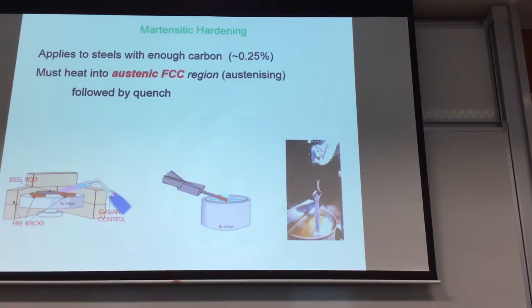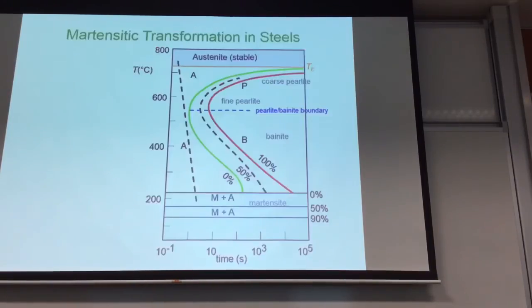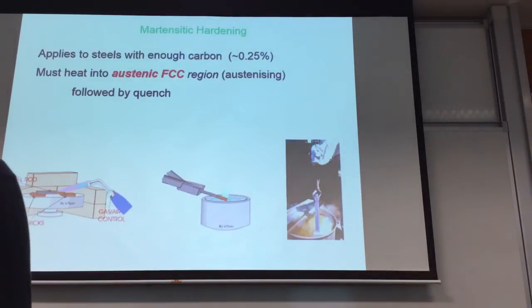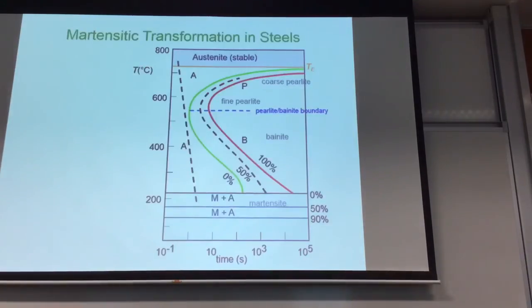And you must heat your steel all the way to the austenite region so that you can form martensite. And this is followed by a quench. After we heat up, we need to quench it. Why do we say quench it? Quench means we pull it very, very quickly.